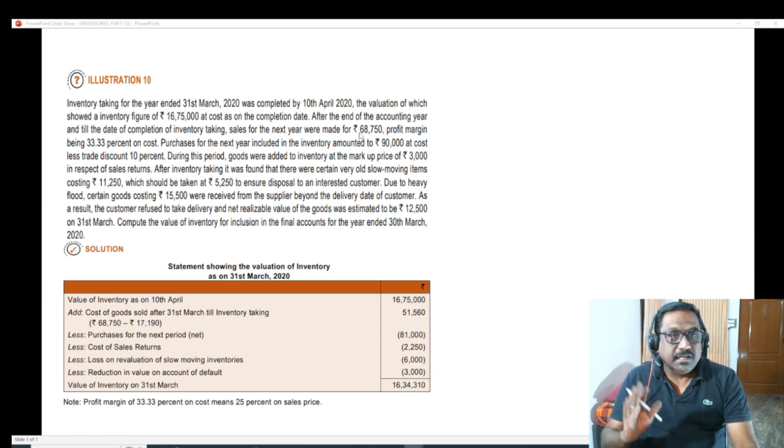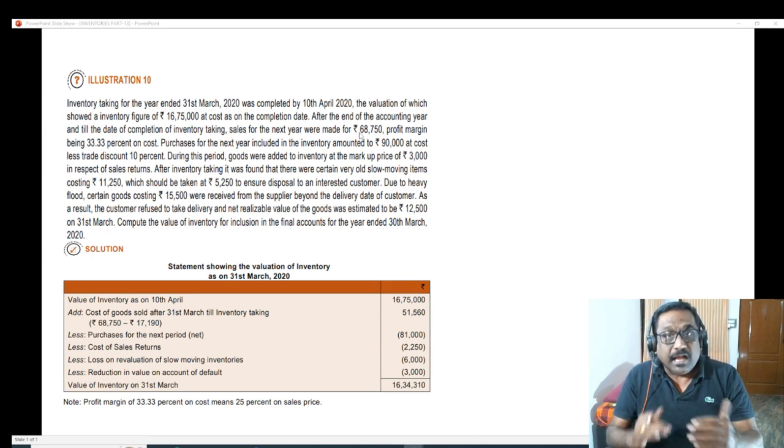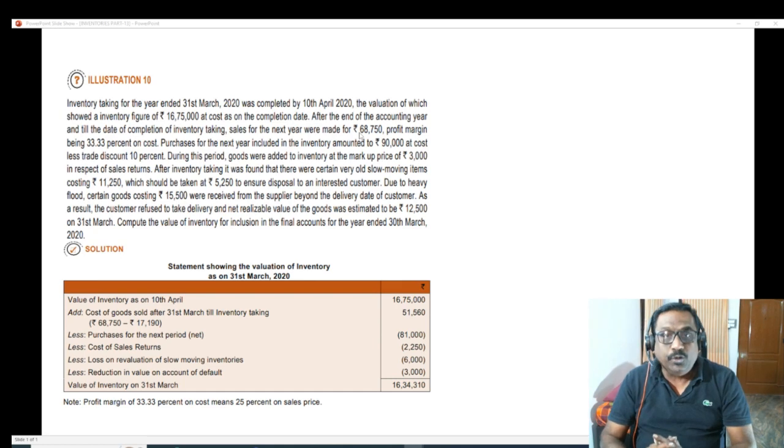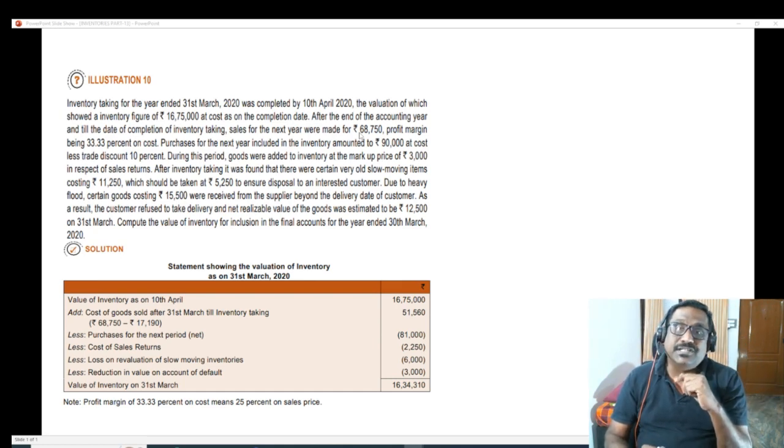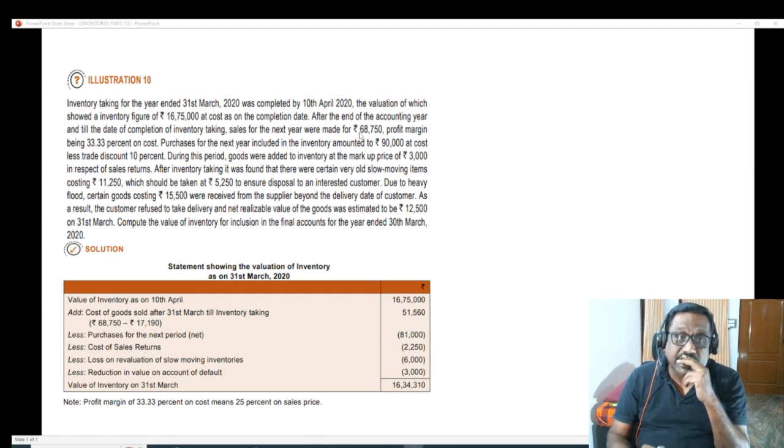Why? Because when they completed the inventory by 10th April, these goods were already sold, but they were part of stock by the end of March. That is the important point which you need to keep in mind. These goods were sold after 31st March, but when I take the stock on 10th April, these goods were not there. They were sold. That means I need to add back these goods sold to arrive at my 31st March closing stock. Why? Because these goods, whatever I sold in the current year, were there in the inventory on 31st March 2020. That is the meaning of it.